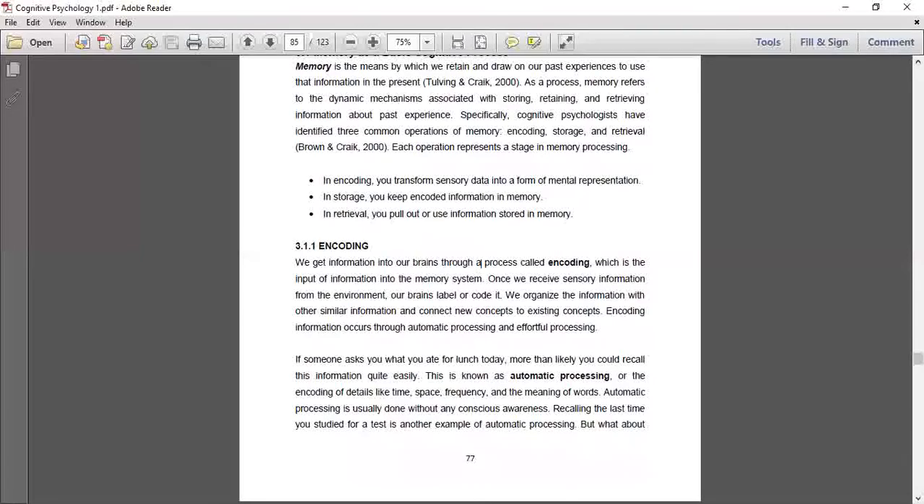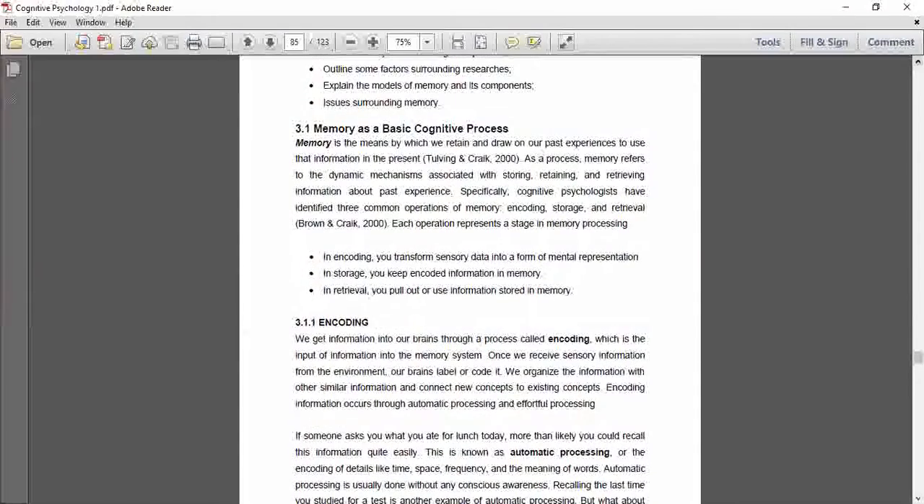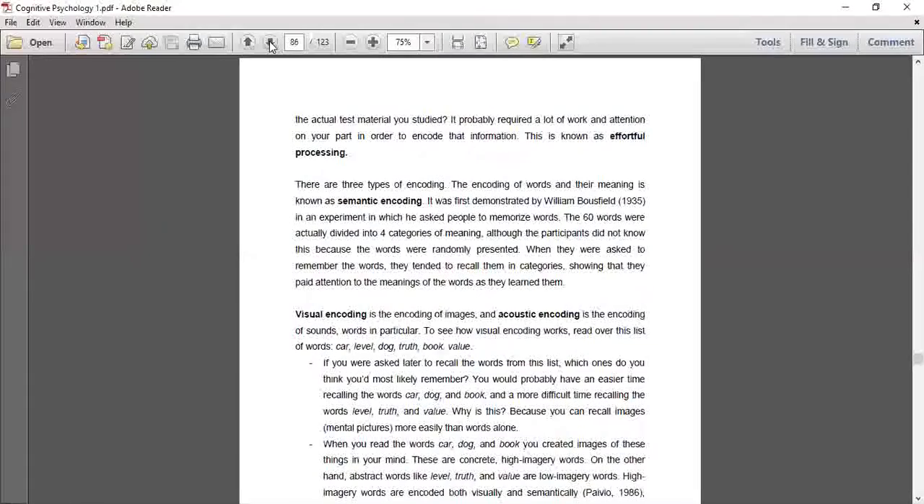Now looking at semantics. Semantics is the encoding of words and their meaning. That's semantic encoding. Visual encoding includes images. Acoustic encoding includes sound.